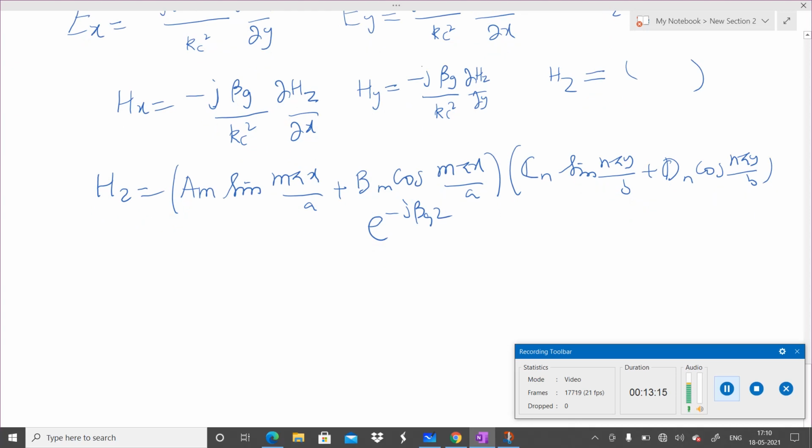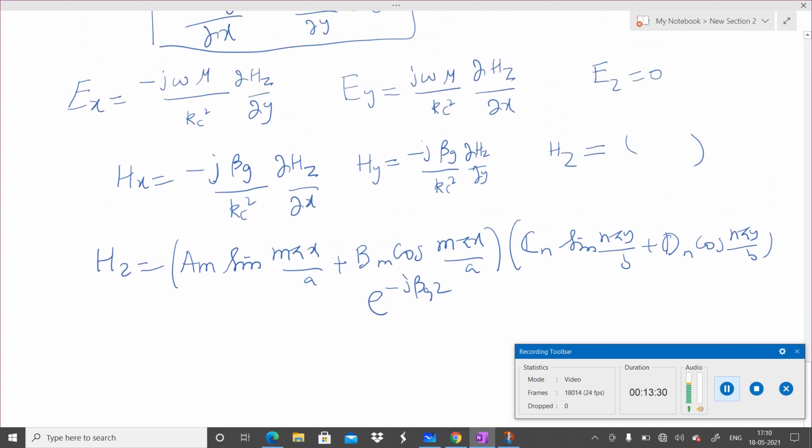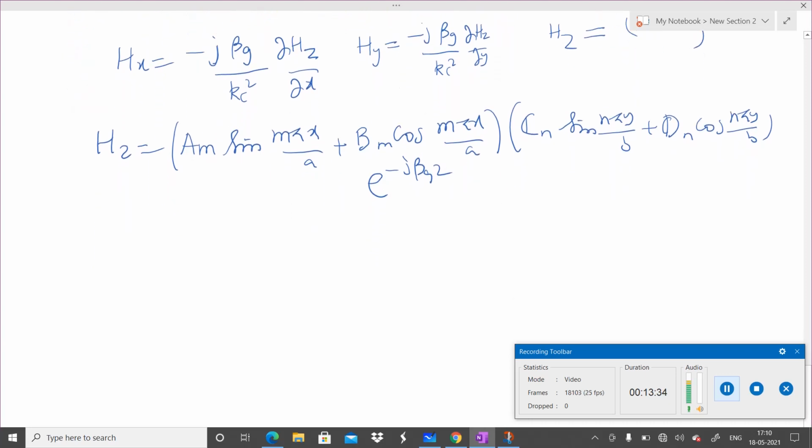Now what you have to do, see, differentiate hz with respect to x, you will get del hz upon del x, put it here, you get hx. Differentiate with respect to y, you will get hy. Differentiate again with respect to x and y, and put it here, you get ex and ey. Ez is 0, hz is given. So we have found all the 6 components of the electric and magnetic field in this waveguide.